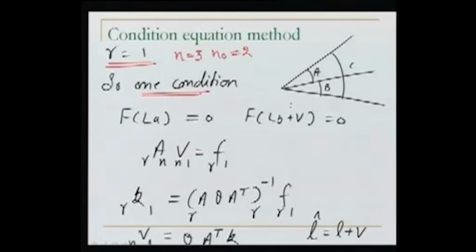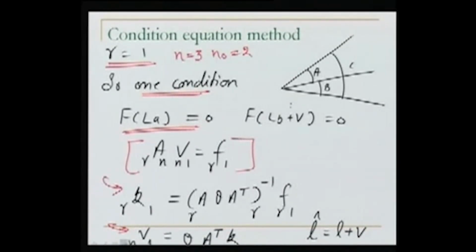We need to write one condition, and the solution, as we know, follows like this. Our basic condition we have to write this way, and then we have to form the equation in the form AV is equal to F, and then we find the value of K, and then finally we find the value of V. We'll come back to this later on.